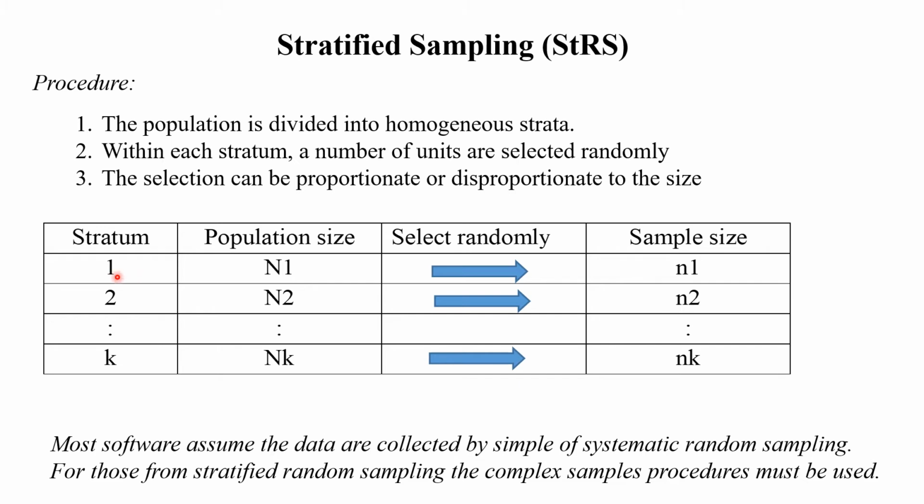Right? For example, you want to see knowledge, attitude, and practice among college students. The year 1 students may differ from year 2 students, and the final year students may differ from the others. So stratify them. Number of units selected. Once you stratify them, these numbers, first year number of students, second year, and the final year, the numbers may not be similar, may be different. And within this N1, select randomly.